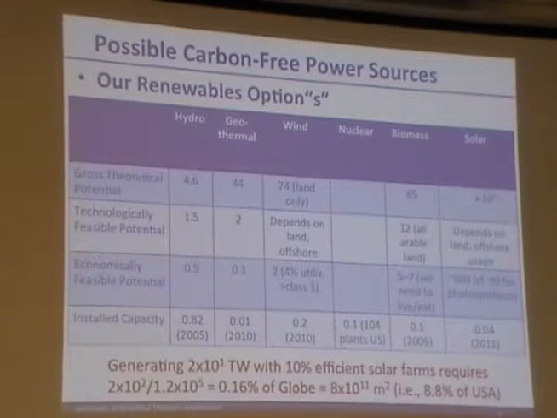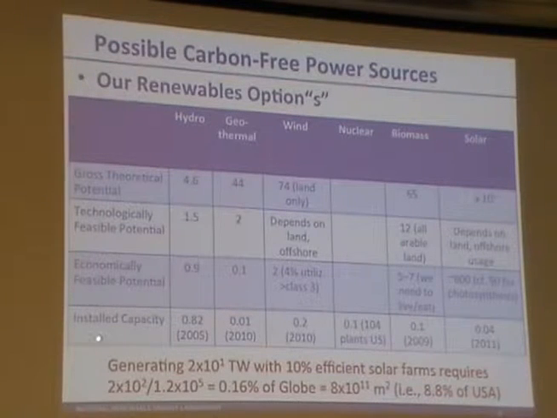First, I want to step back a little bit and do something that you may get in the 4 to 5 p.m. time slot. I don't know if most people are presenting these types of data, but when you look at our portfolio of renewable energy options, we really have hydro, geothermal, wind, nuclear, biomass, and solar. That's basically it. And one could argue even the nuclear shouldn't be here, but these are sort of the carbon-free sources that we all think about.